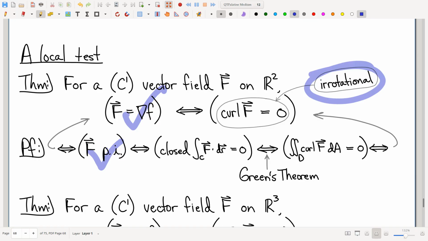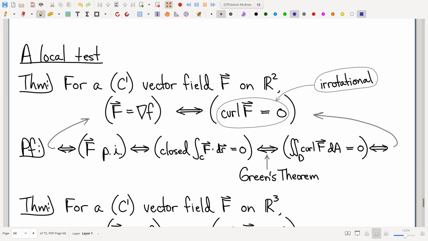Everybody happy? Okay. Yeah. So that proving would be a vector field is conservative? Yep. That's right. All 4 of these words describe vector fields. Absolutely.